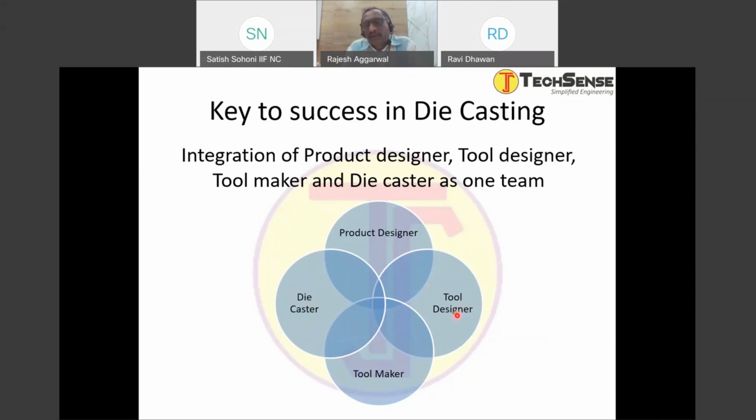Right? The tool designer has made something with some intention and it is not fulfilled by the tool maker, again the casting will fail. Whatever you do as a designer, as a tool maker, if it is not executed properly in the foundry, it is again a failure. So that's why the integration is the key.